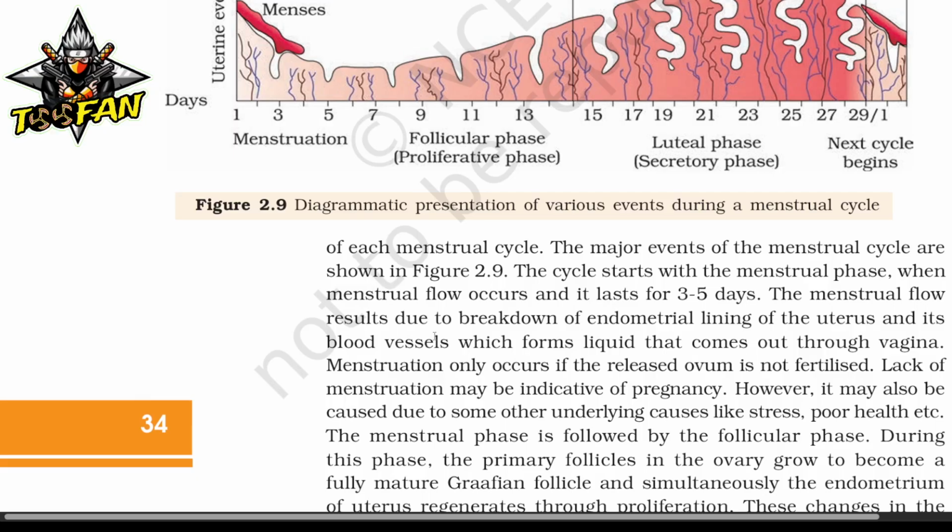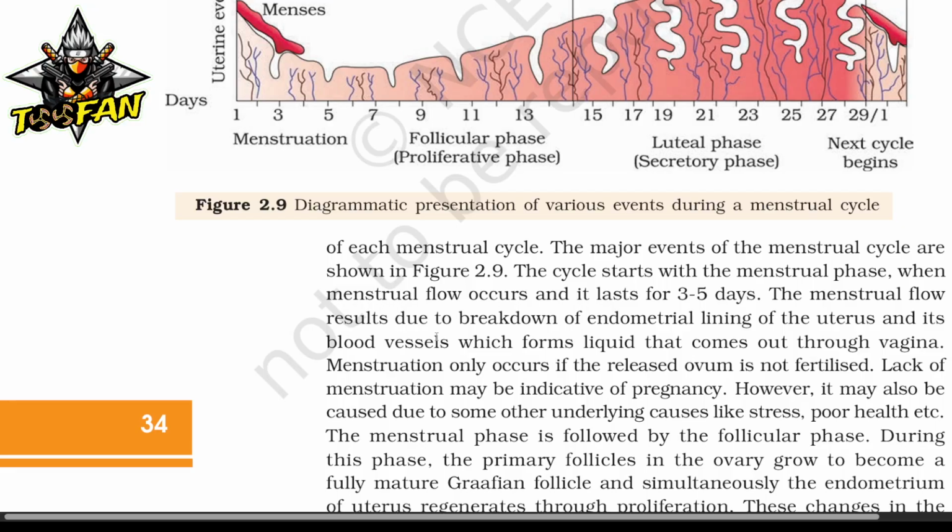The cycle starts with the menstrual phase, when menstrual flow occurs and it lasts for 3 to 5 days. The menstrual flow results from the breakdown of the endometrium lining of the uterus and its blood vessels, which forms liquid that comes out through the vagina. Menstruation only occurs if the released ovum is not fertilized. Lack of menstruation may be indicative of pregnancy. However, it may also be caused by some other underlying causes like stress, poor health, etc.